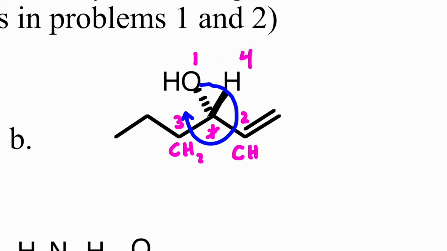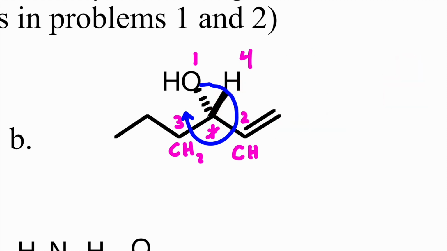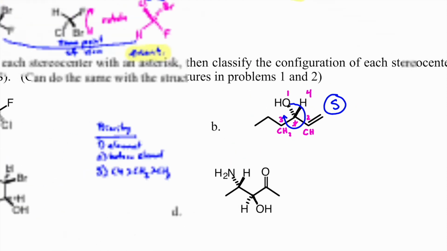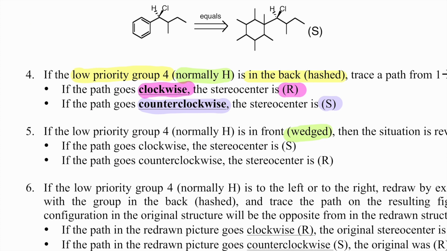So when it's a hash and I go to the right, what I'm talking about is the lowest priority. When it's a wedge and I go to the right, it's an R. So what you need to tell yourself is, when it's a hash and I go to the right, it's an R. This is a wedge, so it's going to be the opposite, and it's an S. And that is in rule number 5, where when H is a wedge, clockwise is an S.